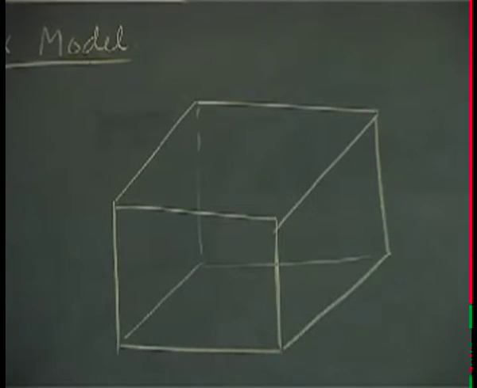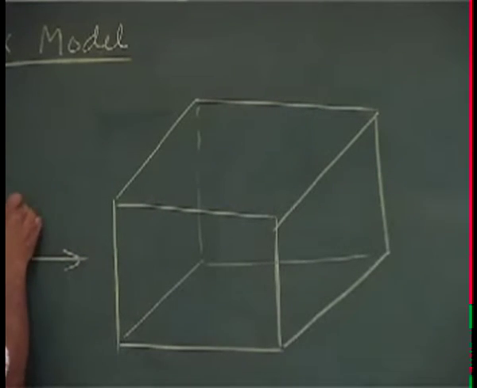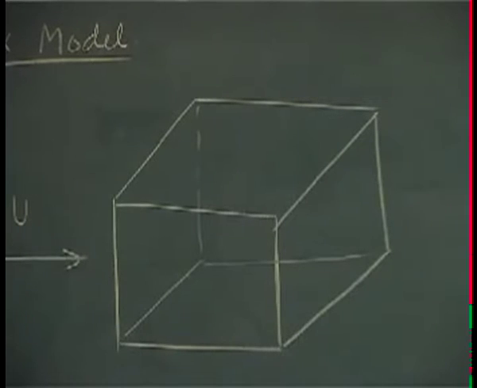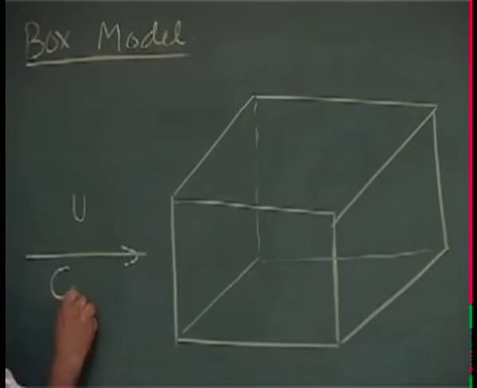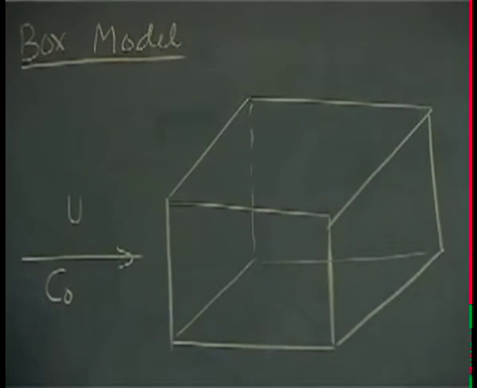Something, a box model. Okay. In the box, let's say the wind is blowing. The speed of the wind is, let's say, u. And the concentration of the air which is outside the box, let's call that C naught, the concentration of any pollutant which you are considering.